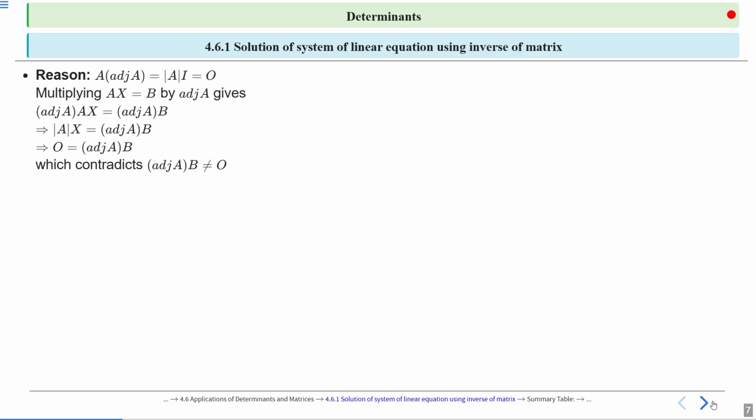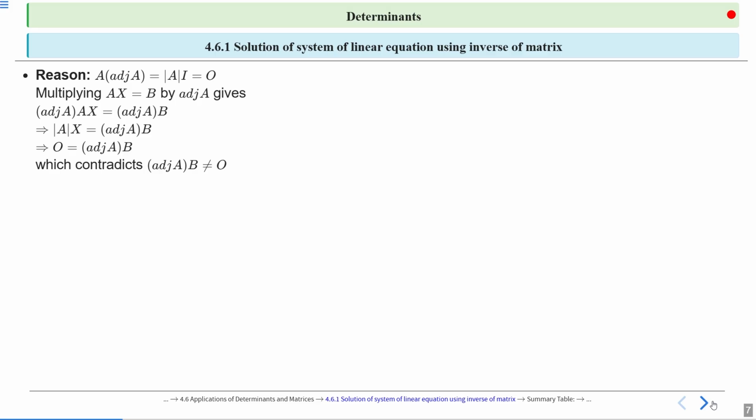Now, multiply AX is equal to B by adjoint of A, which gives adjoint of A into AX is equal to adjoint of A into B. We just multiply adjoint of A into this equation. So adjoint of A into A, from above, we get determinant of A into X, equal to adjoint of A into B.